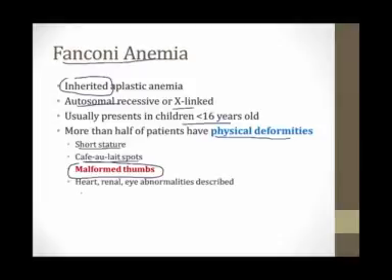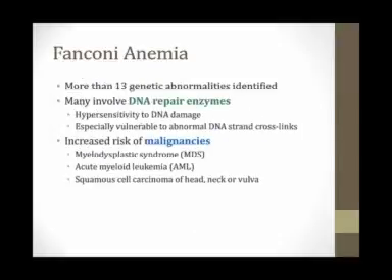Malformed thumbs is a very unusual and classic finding in children with Fanconi anemia, and there are many other abnormalities that have been described, including abnormalities of the heart, like congenital heart defects, also kidney and eye problems as well. A number of genetic abnormalities have been identified among children with Fanconi anemia, but you should be aware that many of them involve DNA repair enzymes.